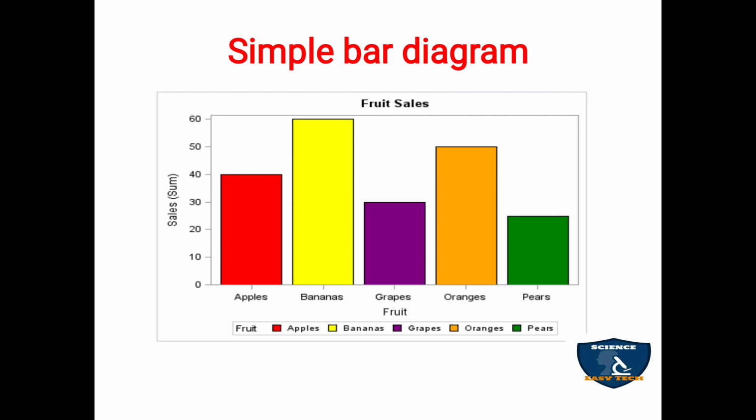So this is a simple bar diagram representing the sales of fruits in kg. Apple, 40 kg of sales, and banana 60 kg, that is around 59 kg of sales. Grapes 30 kg, oranges 50 kg, and pears around 25 kg of sales. So by having a look itself you can compare, which has the highest sale, which has the lowest sale, and you can give different colors for representing different items.